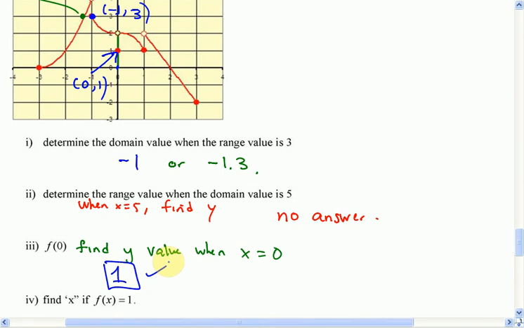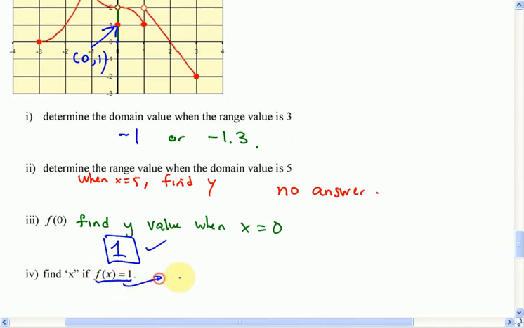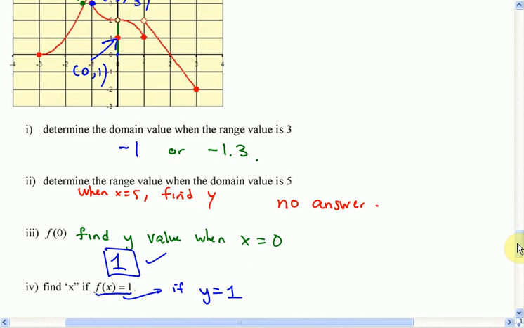Okay, rolling on to the next one. Find the x value if f of x equals 1. So what I'm saying now is find x if, and this statement just means if y is equal to 1. So go and look on your graph. Where is y equal to 1? It looks like y equals 1 right there and everywhere else along here.